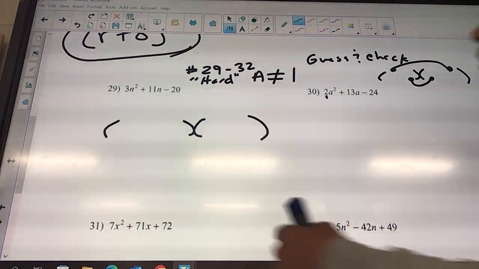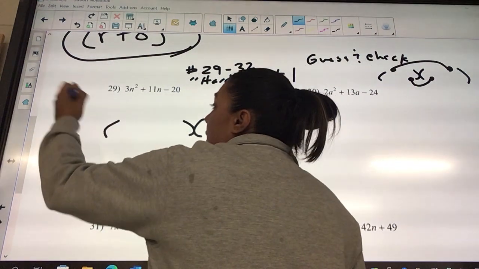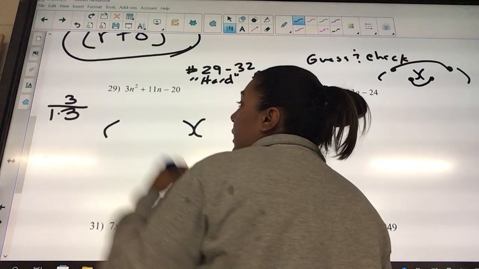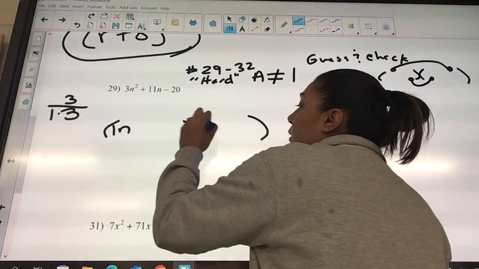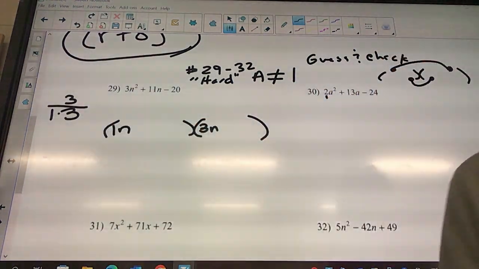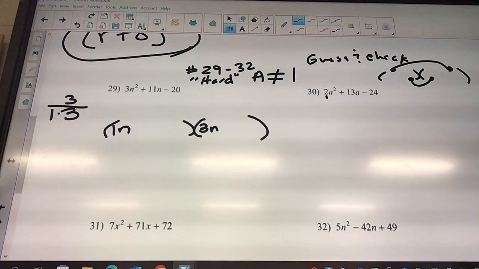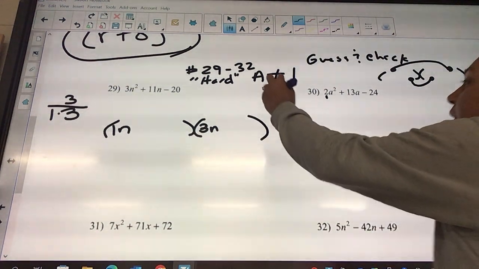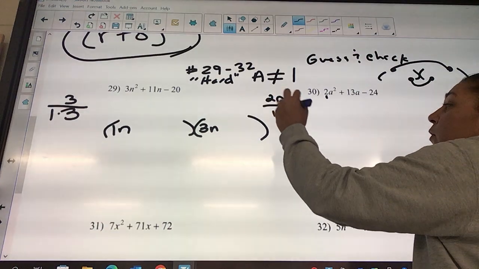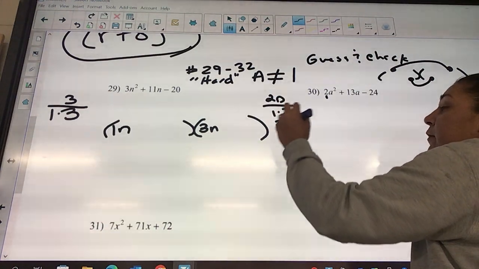Okay, this is the one where we're going to make 2 lists. We're going to start with the 3, which is going to be 1 and 3. So you got 1 in, 3 in. And then we're going to make a list of what number? 20, good. And again, you guys can all do this part. So 1 and 20, 2 and 10, 4 and 5.